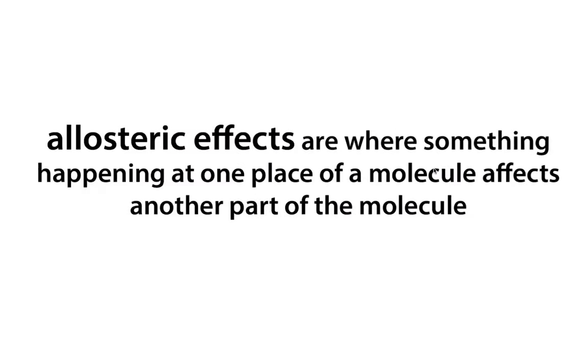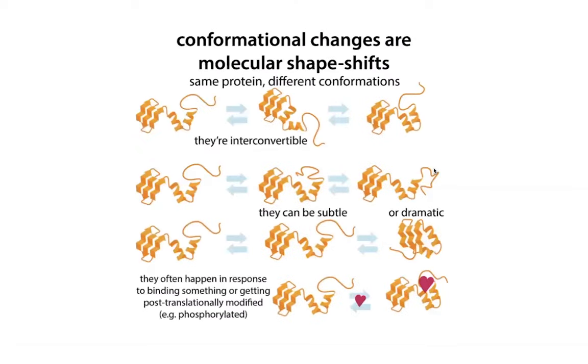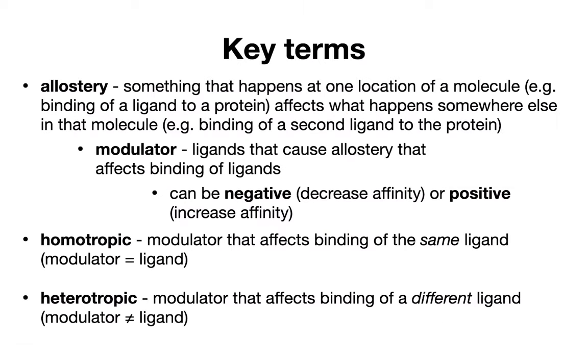So now let's talk about what's actually causing this cooperativity at like the molecular level, because that's where I love to think. Basically, we can talk about allosteric effects. This is where something happening at one place of a molecule affects another part of the molecule. So when we think about this word root allo, it's going to mean other. So something's happening at some other place that's going to affect this place. This is often going to be some sort of conformational change. So remember that a conformation is just kind of like a shape, and a conformational change is then just a molecular shape shift. So these are interconvertible, and they often happen in response to binding something, and that's exactly what we're going to see here.